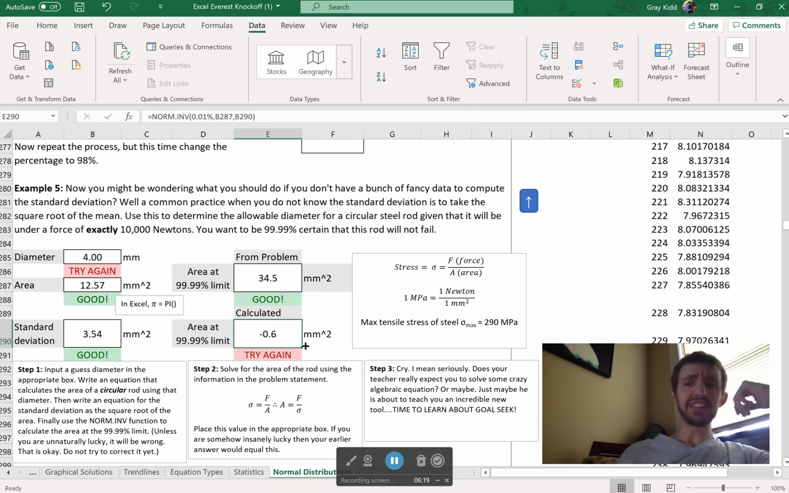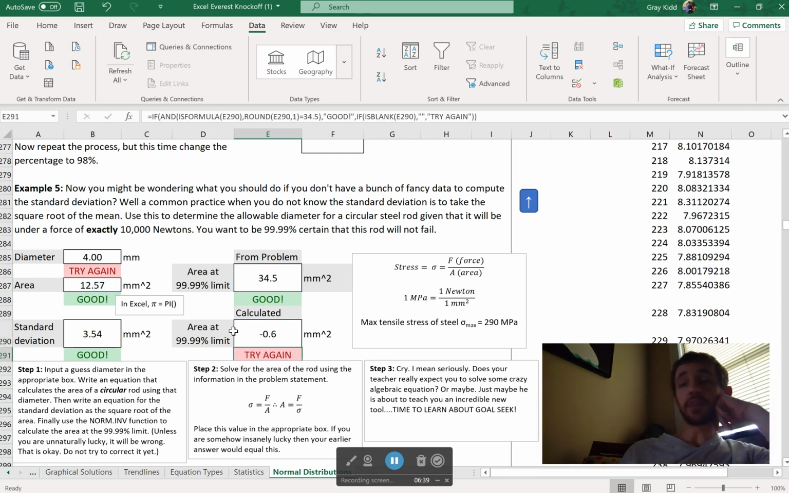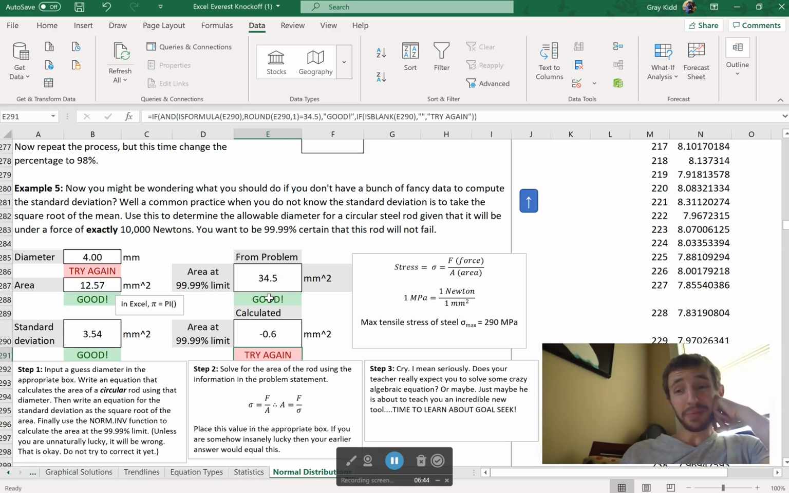Does that seem like a good idea to you? For one, you can't have a negative area. That just doesn't work. Making sure I did everything correct here. Yeah, that just doesn't work. So obviously this is wrong. Okay, now solve it. Where's the algebra here? Can you figure out the algebra? Probably not. And that's okay. I'm not expecting you to, because luckily for you, Excel has an amazing thing called goal seek.